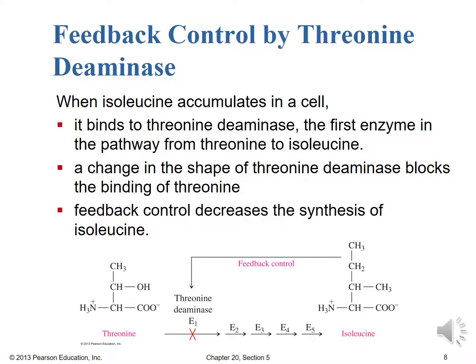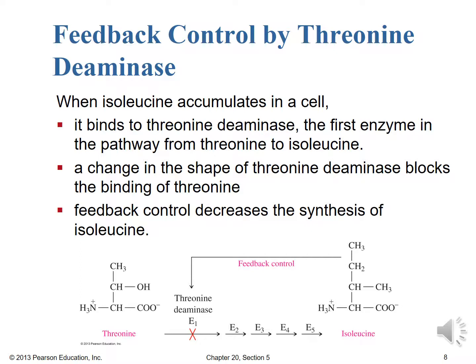Okay, so we had our cartoon at the bottom of the previous slide for a generic example. Here, let's talk about a specific example, feedback control by threonine deaminase. When isoleucine accumulates in a cell, it binds to threonine deaminase, the first enzyme in the pathway from threonine to isoleucine. That results in a change in the shape of the threonine deaminase, which blocks the binding of additional threonine, and the feedback control decreases the synthesis of isoleucine, which obviously, if we're getting a buildup of isoleucine, it's not so critical that we're synthesizing more of it by that threonine deaminase enzyme.